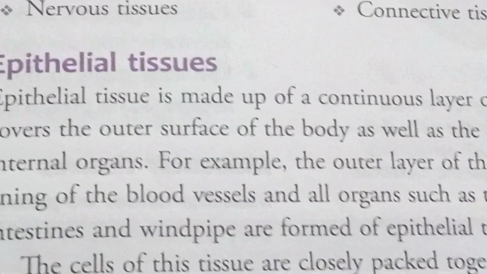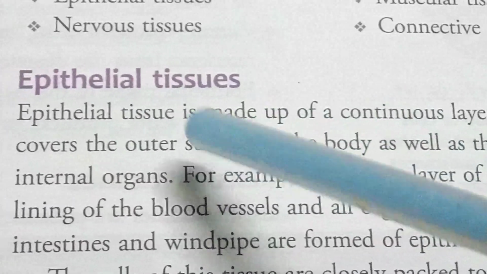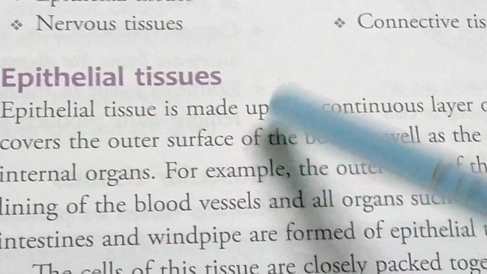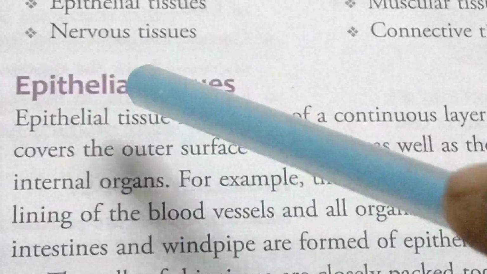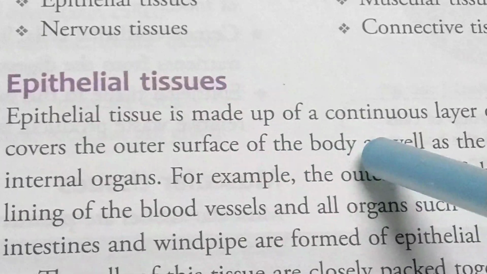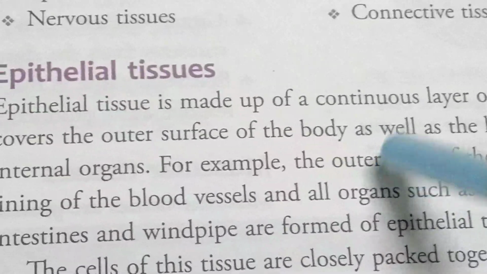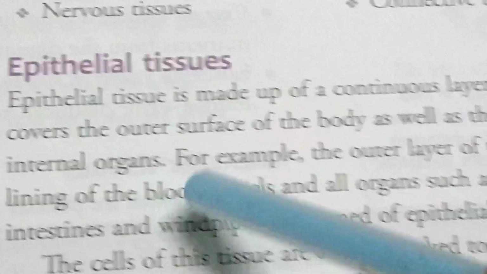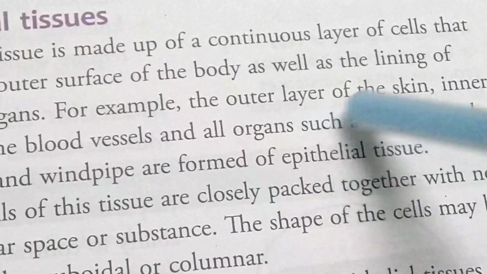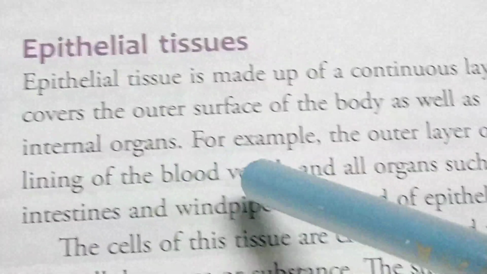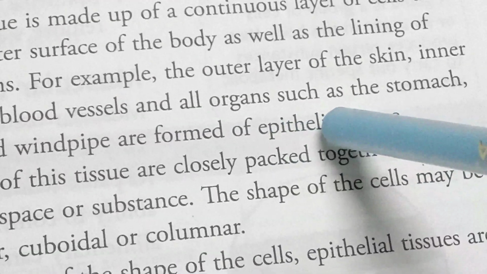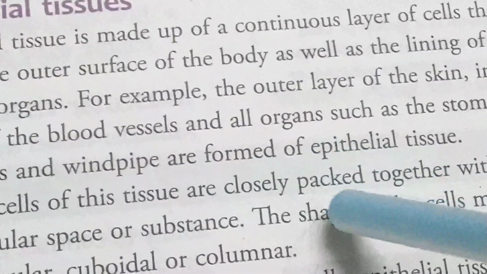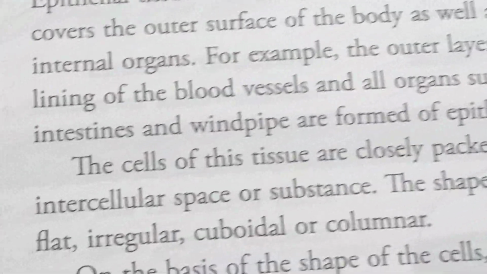So students, you have to learn the location of epithelial tissue and examples. Epithelial tissue is found in the outer surface of the body as well as the inner lining of the internal organs. Example: outer layer of the skin, inner lining of the blood vessels, and organs such as the stomach, intestine, and windpipe are forms of epithelial tissue.